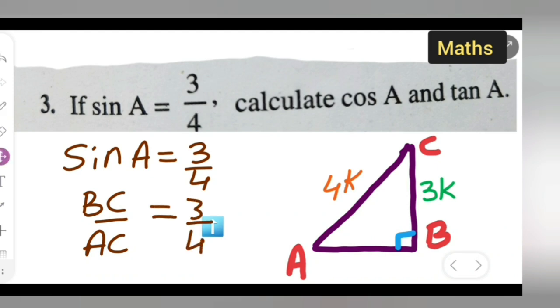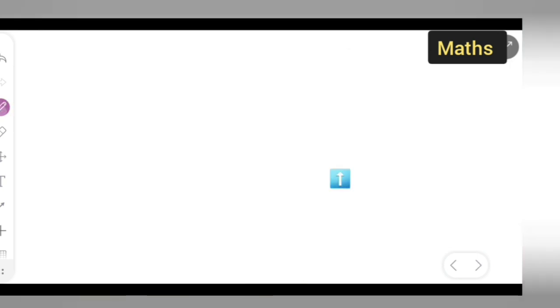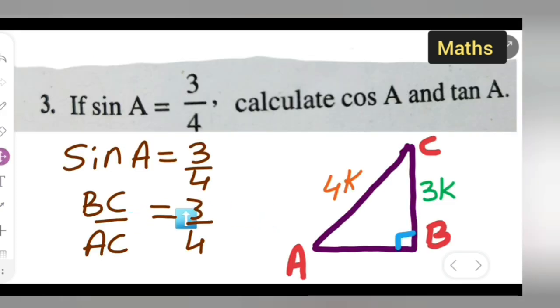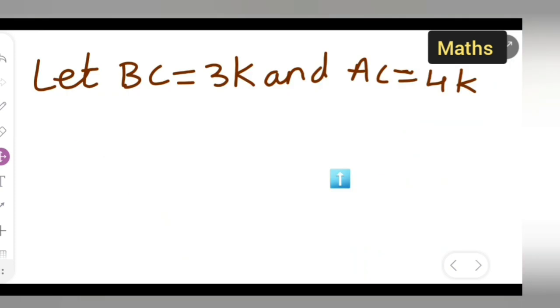First we actually write it as 3 and 4, then we take BC to be 3K. So you can write down, let BC be equal to 3K and AC be equal to 4K. I take BC to be 3K and AC to be 4K, so I have written it as it is. Now I will be applying the Pythagoras theorem.